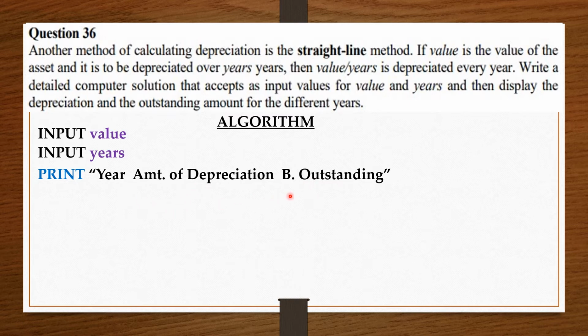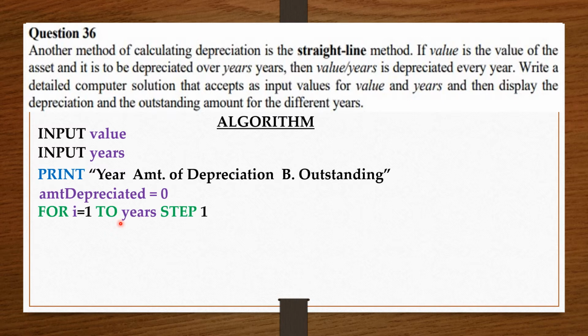Then we set amount depreciated to 0. That is, we are creating a variable called amount depreciated, which is going to store the amount that got depreciated every year. Now we say for I equals 1 to years, step 1. Remember that the amount gets depreciated every year for years. So this loop should run from 1 to years.